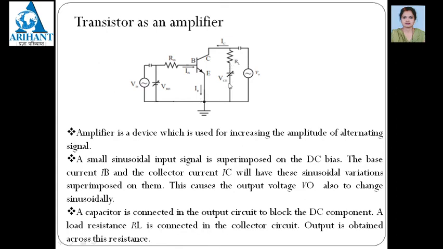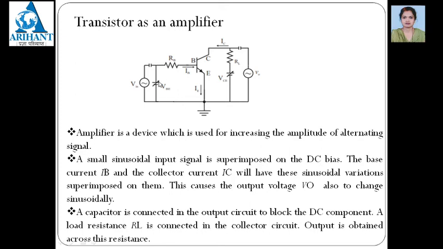VC is used for biasing of this emitter to collector junction. VBE is used for biasing of this input side base to emitter. Now what is an amplifier? It is a device which is used for increasing the amplitude of an alternating signal. Alternating means AC signal. Now in this case we have applied this AC signal at the input. A small sinusoidal input signal is superimposed on this DC bias.